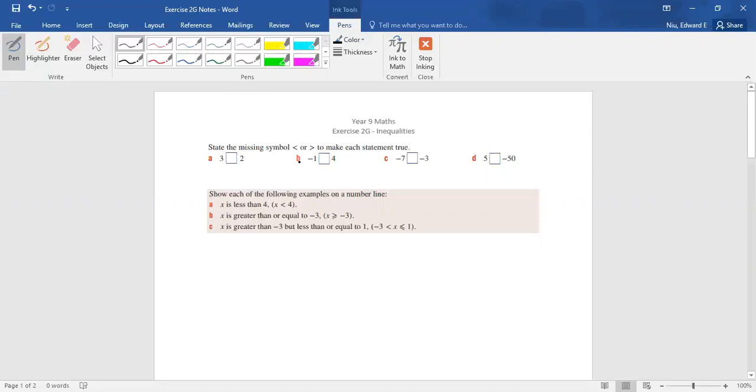So these symbols just point to the smaller number, right? Or the crocodile eats the bigger number. I personally prefer the inequality symbol to point to the smaller. So here we know 2 is smaller than 3, so we would point it to the 2.